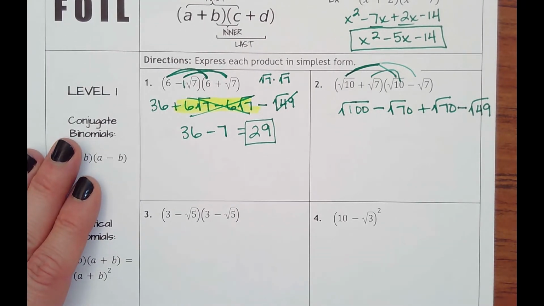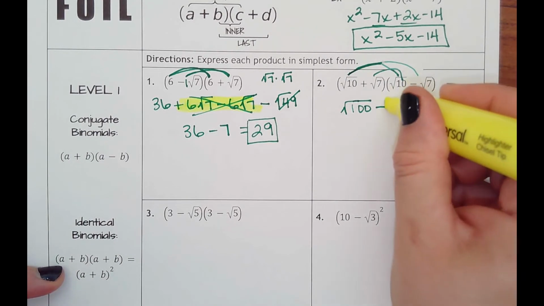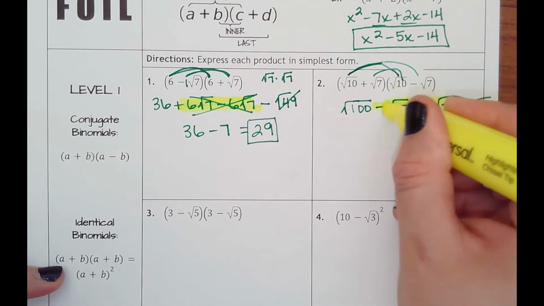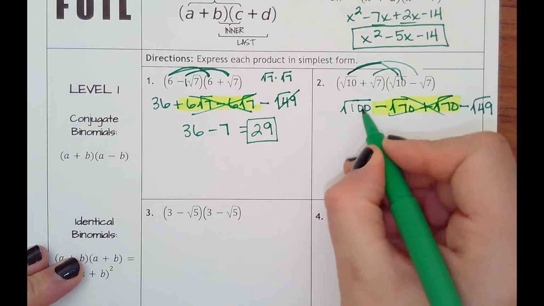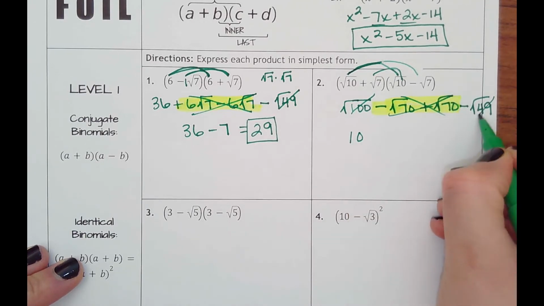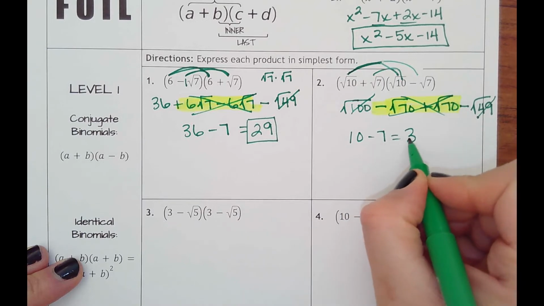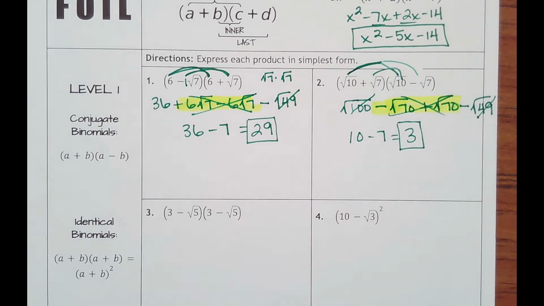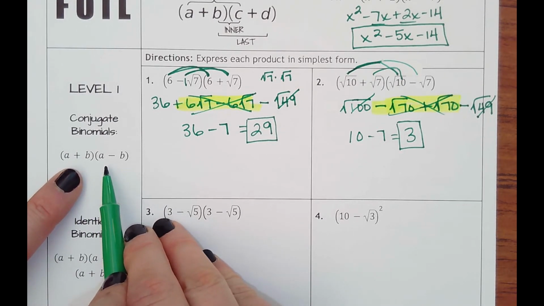Again, the middle terms can be put together because we are adding radicals that are both square roots of 70. One's a minus 1 square root of 70, one's a plus 1 square root of 70, they cancel out. Square root of 100 is actually just 10. Square root of 49 is actually just 7, but it's going to be minus 7. So that would become 3. Okay, so these are actually called conjugate binomials. Conjugate is when you have the opposite signs. Everything's the same though.